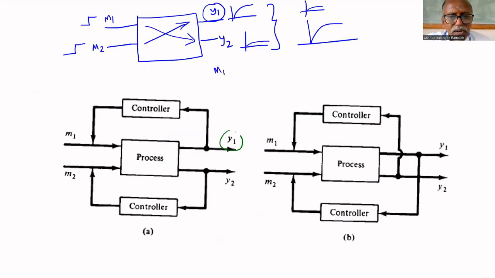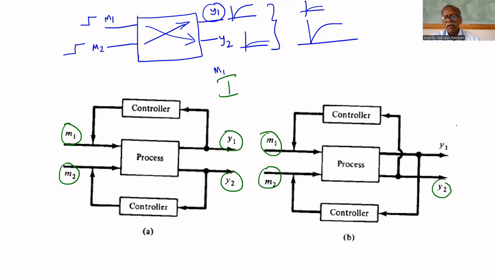Here, M1 can be used to control Y1, and M2 can be used to control Y2. That is the first combination. The second combination is M1 used to manipulate Y2, and M2 used to manipulate Y1. There are 2 possible combinations. From that, whichever gives better qualitative performance, based on that we can select either this or that.